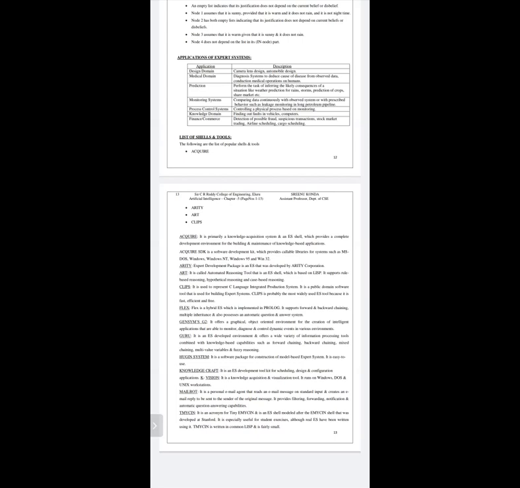And the last one is TMYCIN. It is an acronym for Tiny EMYCIN and is an expert system shell that was developed at Stanford University. It is useful in student exercises. TMYCIN is written in Common Lisp and it is fairly small.